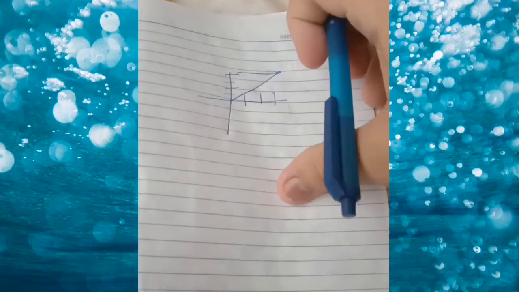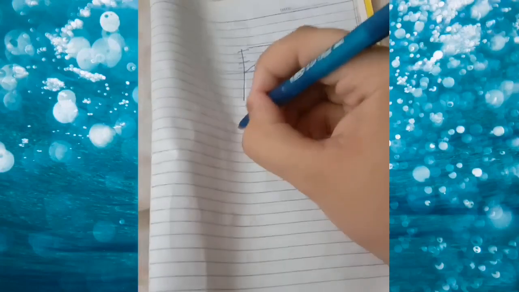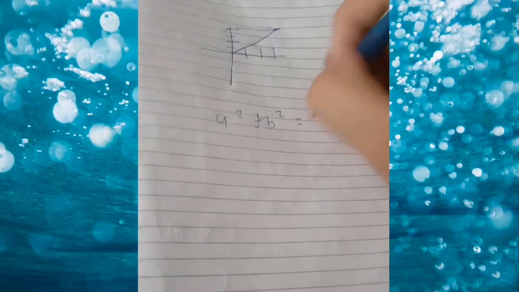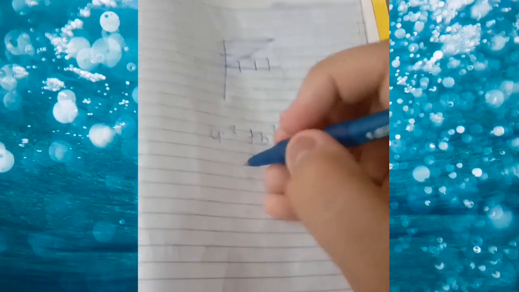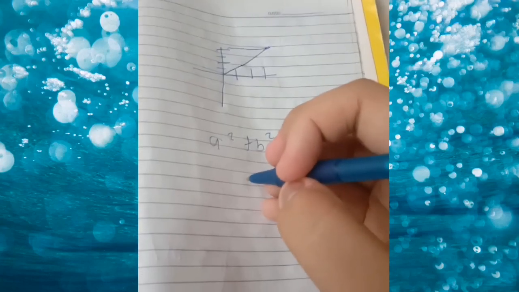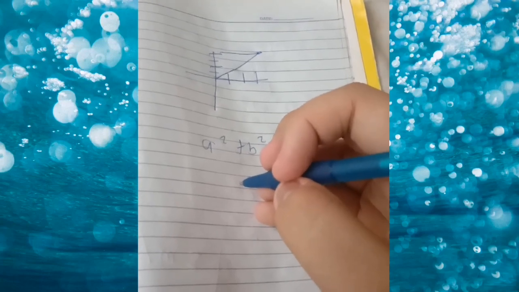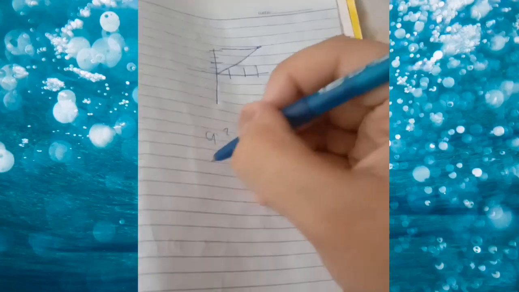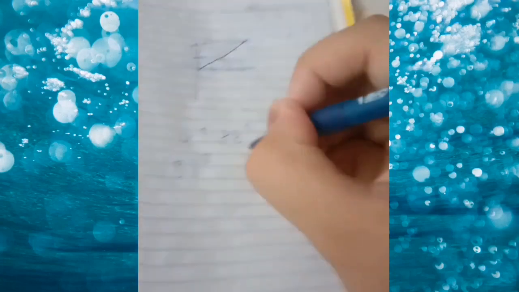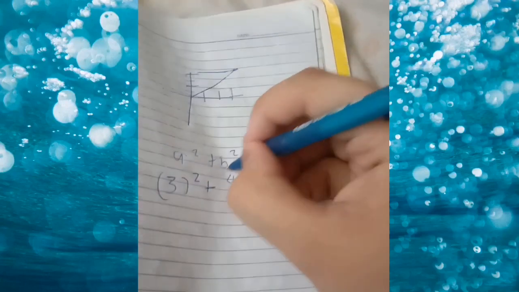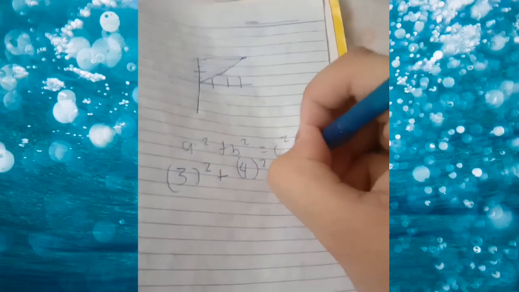Now, we'll be finding the magnitude using the Pythagorean theorem. The formula for the Pythagorean theorem is a squared plus b squared is equal to c squared. Next step, substitute. A is always equal to x and b is always equal to y. Since the value of our x-axis is 3, this will be 3 squared. Since the value of our y-axis is 4, this will be 4 squared, is equal to c squared.